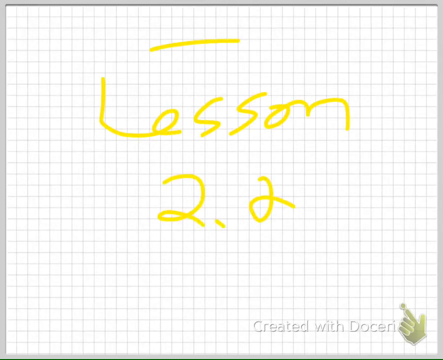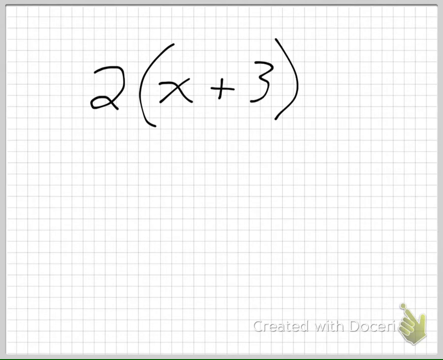Lesson 2.2, distributive property, pre-algebra, on page 71. Okay, so listen, you're going to get very familiar with the distributive property. What the distributive property does looks like this. I'm going to show you what it looks like in algebra. This is the most common thing you'll see: a number or a letter outside of a parentheses, like x plus 3. You will need to really recognize this.